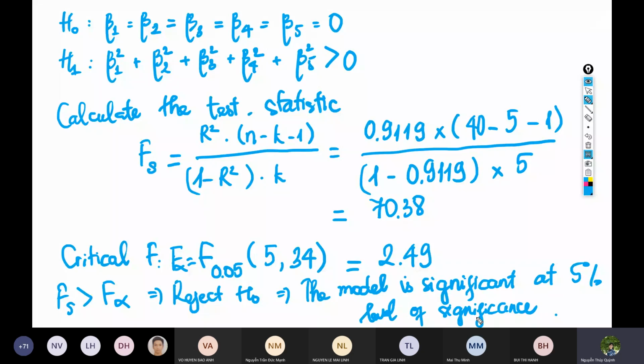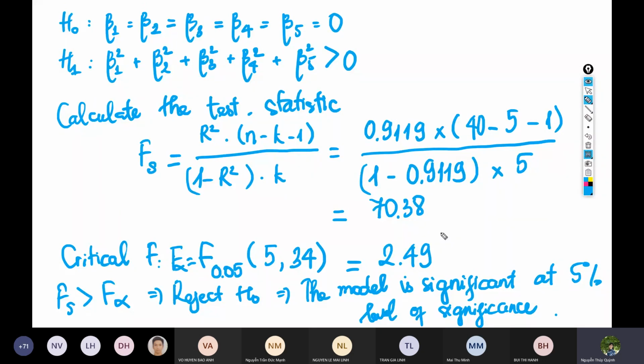So we do the test, we calculate the test statistic, we find the critical value of F, and we see that the observed value of F is greater than the critical value. That's why we reject the null hypothesis and we conclude that our model is significant at the level of significance of 5%. All right. Thank you, Bảo Anh. Any questions here? Okay, it's very clear, right?